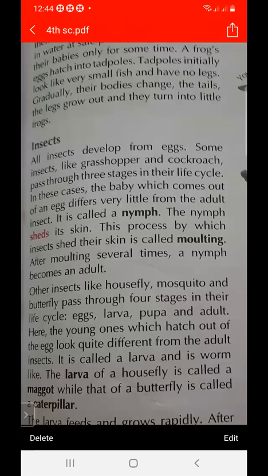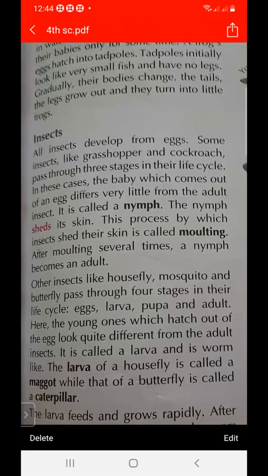So what do you mean by molting? The process by which insects shed their skin is called molting.